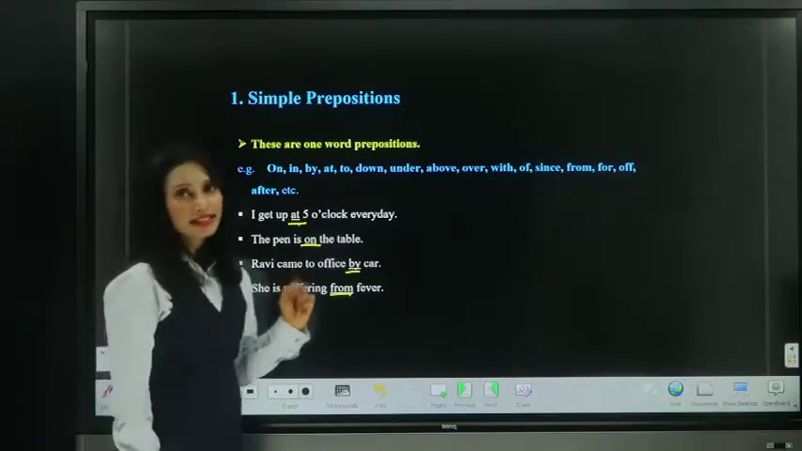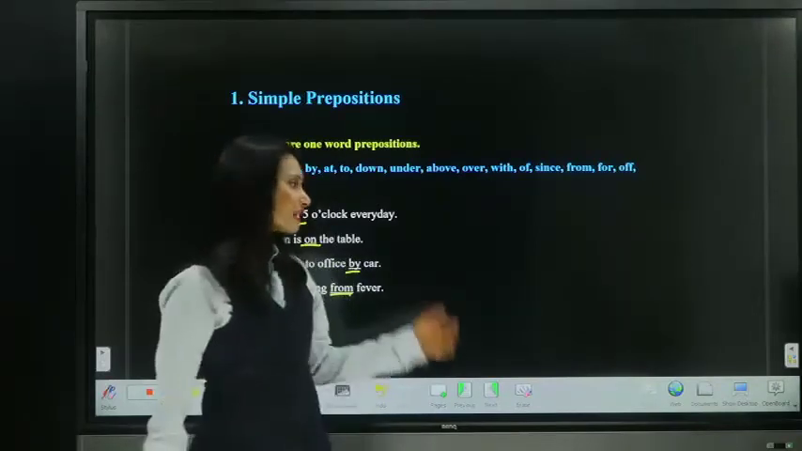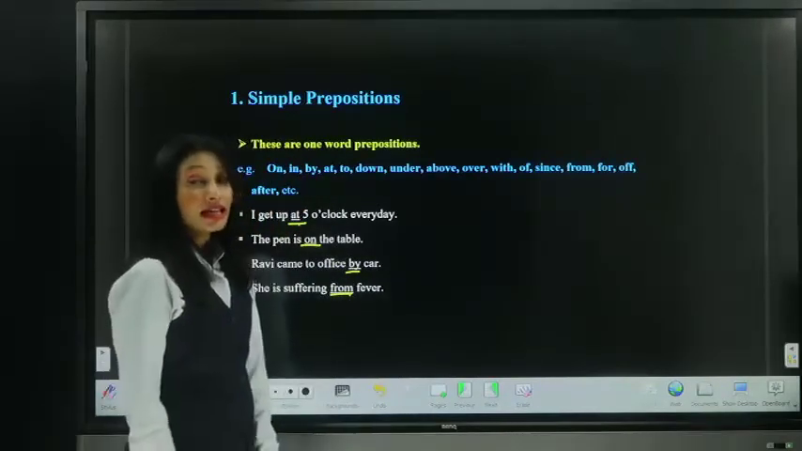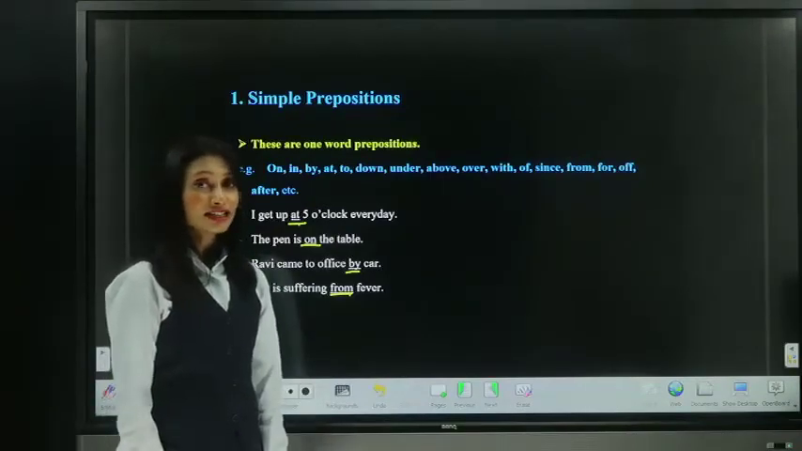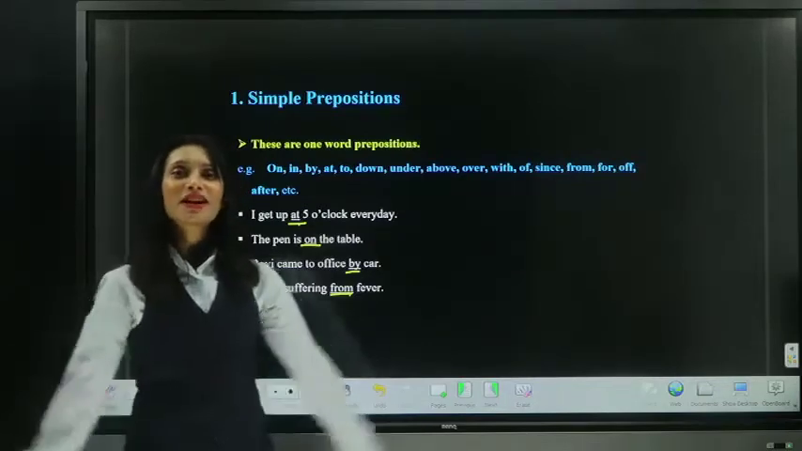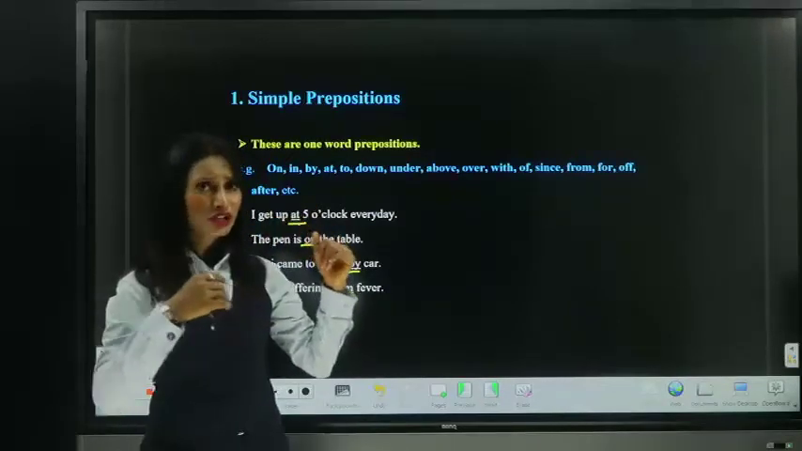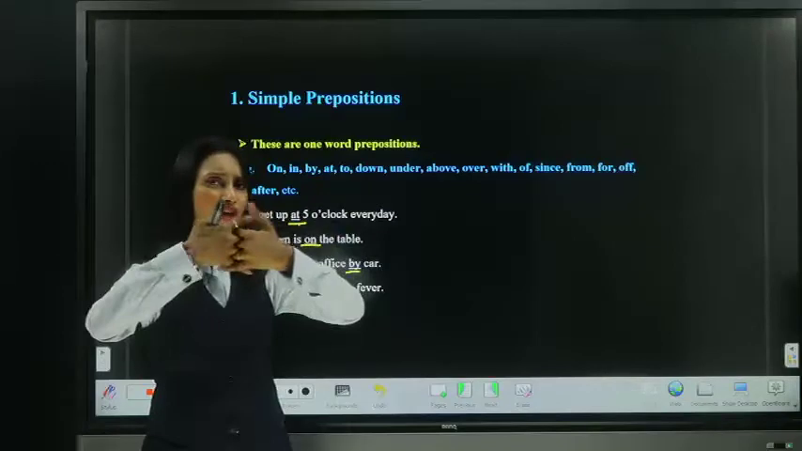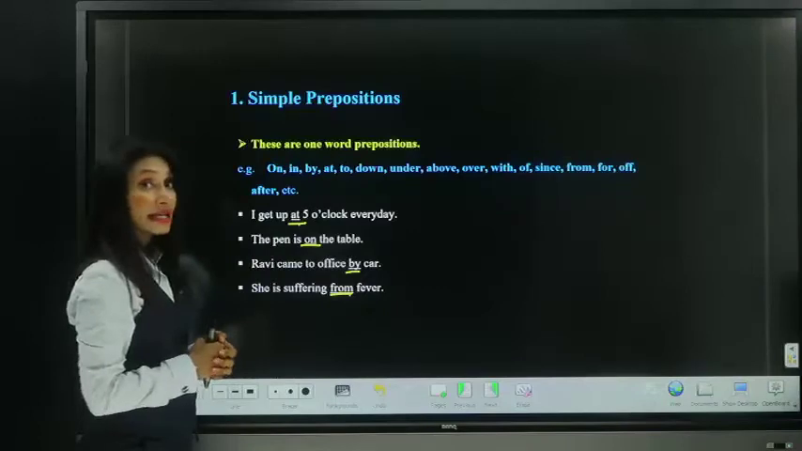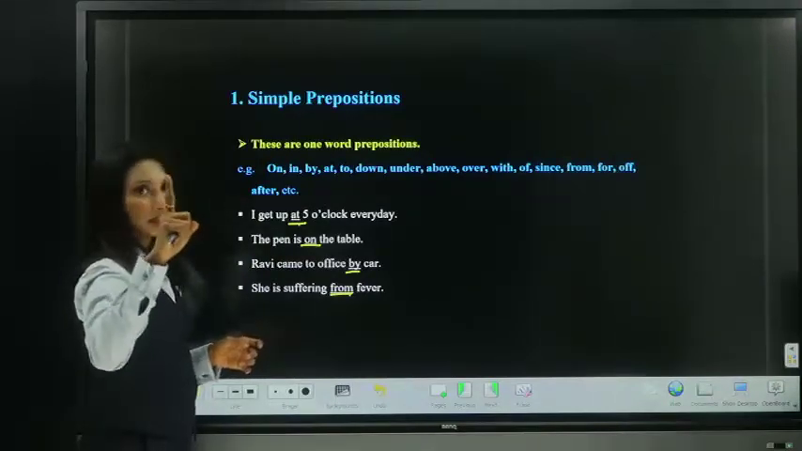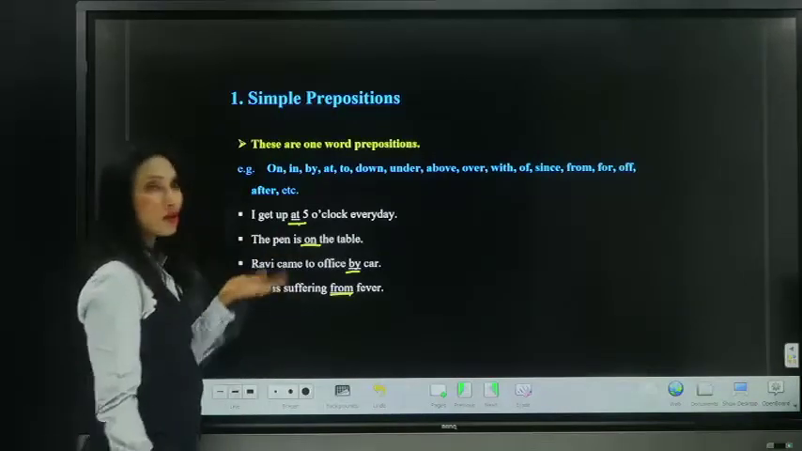Now let's see the second one, compound or complex prepositions. What are compound or complex prepositions? We discussed compound nouns, compound sentences. So what is compound? Compound means combination of, right? So compound prepositions are the prepositions which are formed by the combination of two words either by prefixing or suffixing, but it is considered as a single unit. It is considered as a single preposition, but it is formed either by prefixing or suffixing.